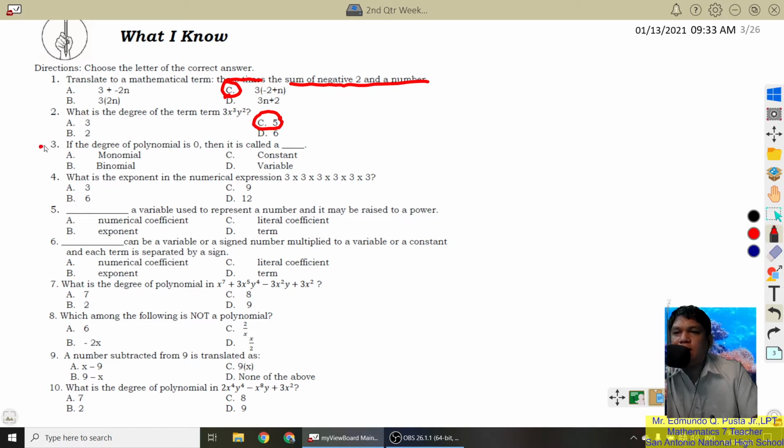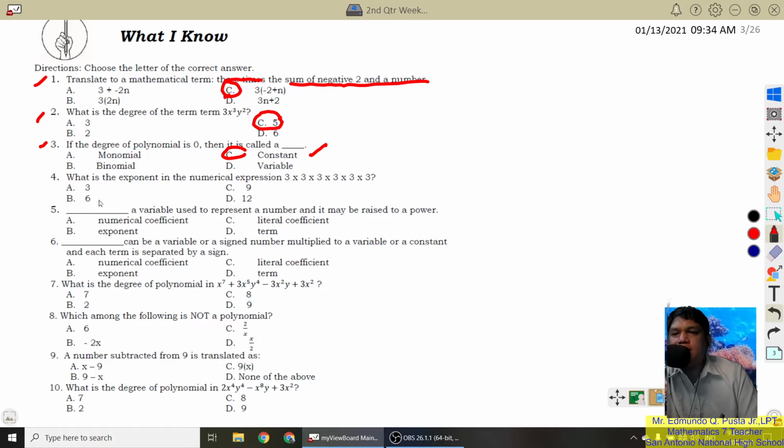The next one, number 3. If the degree of a polynomial is 0, then it is called A monomial, B binomial, C constant, D variable. Okay. So the correct answer there is letter C. Okay, next one. What is the exponent in the numerical expression 3 times 3 times 3 times 3 times 3 times 3?